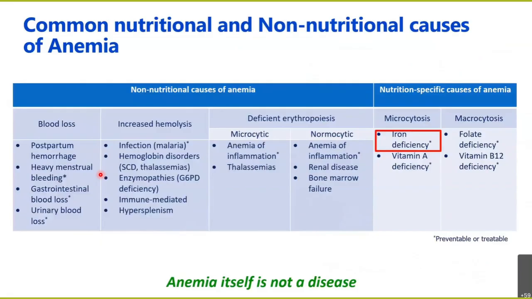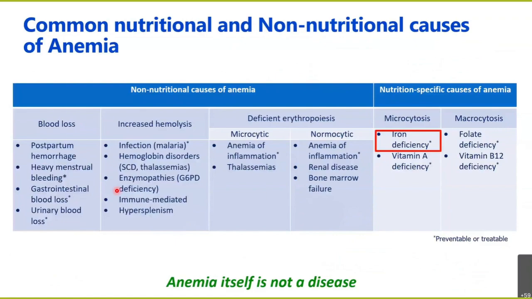But remember, whenever we say it is anemia, there is a certain cause. It could be anything, but there is a cause, because anemia by itself is not a disease. It is just a manifestation of a disease process.